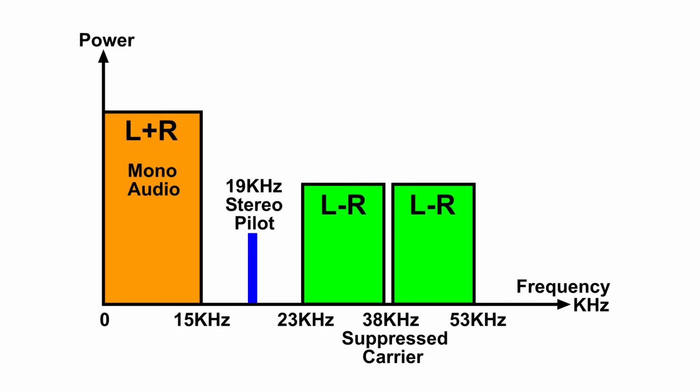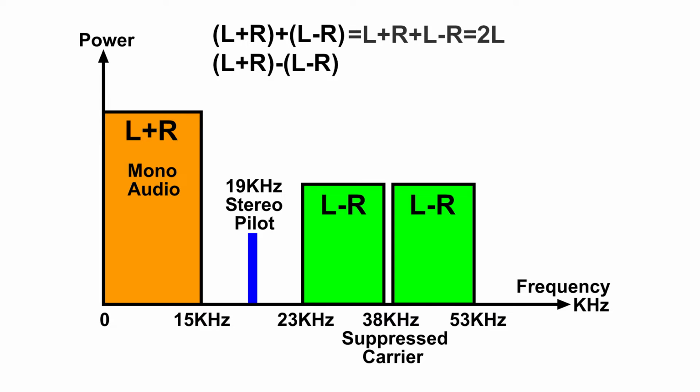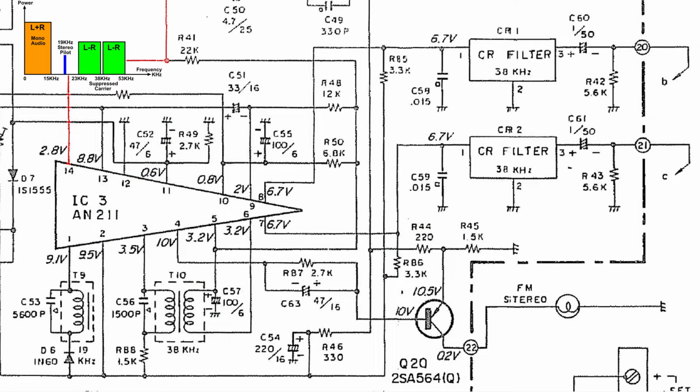Now, to get the left and right channel, the circuit that we're going to go back to does this. It takes the L plus R plus L minus R, and if you solve for that, you get 2L. It also does L plus R minus L minus R, and when you solve for that, you get 2R. So the output of this circuit, all the way over to the right, is 2L and 2R.